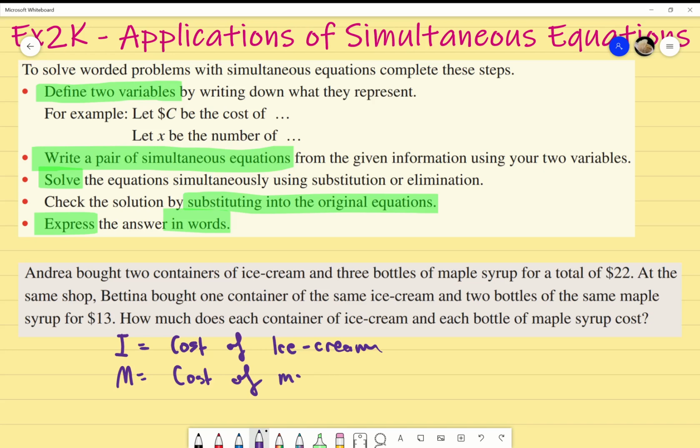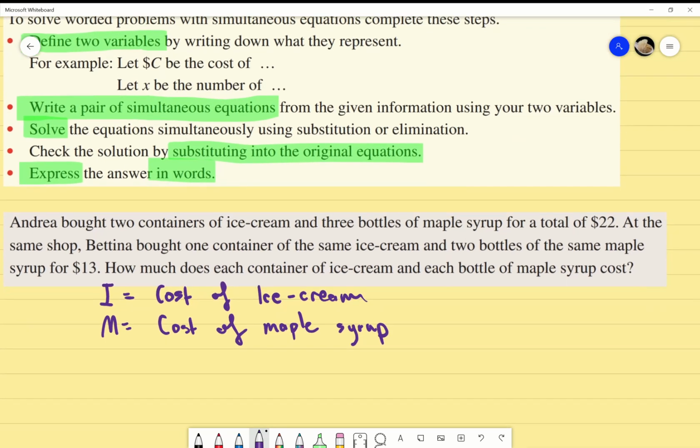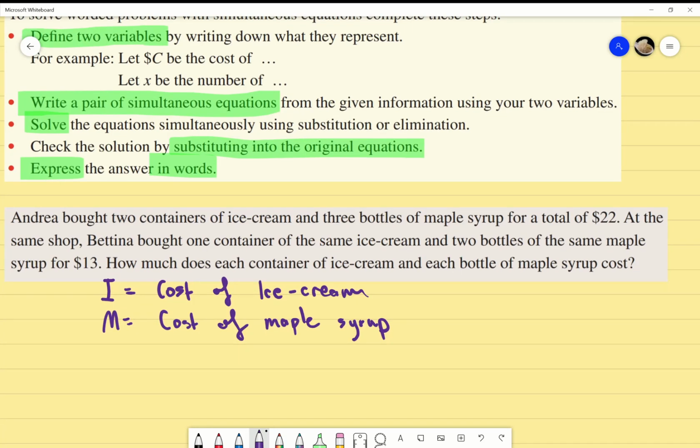of maple syrup. If you wanted to be super pedantic, you could write M is the cost of 1 bottle of maple syrup in dollars. But I think this is fine for now. So if I is the cost of ice cream, M is the cost of maple syrup. The first sentence already gives us an equation. It says that 2 containers, so I'm going to write 2I, because that's 2 ice creams, and 3 bottles of maple syrup, plus 3M, is a total of $22. So that's our first equation already.